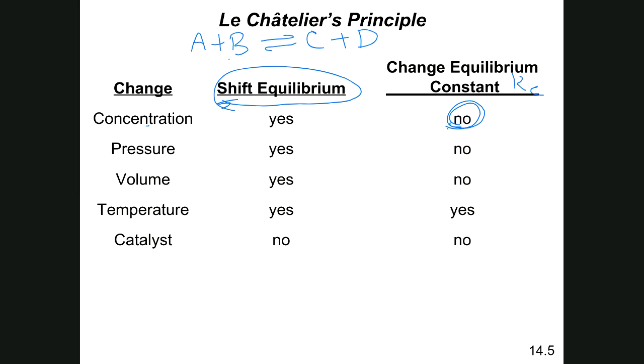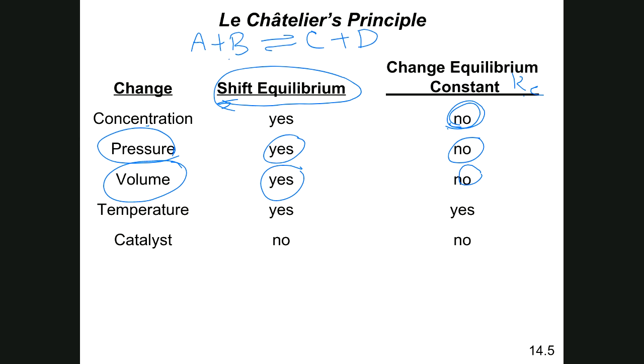If you change the pressure, when you have gas molecules as a reactant or product, equilibrium is going to shift. If you increase the pressure, it would go to the side with fewer moles of gas. If you decrease the pressure, it would go to the side with more moles of gas. But at the end, it would reach the equilibrium where Kc is maintained. So the Kc, or equilibrium constant, is not going to change. Volume also is going to affect the concentration and pressure. So the equilibrium is going to shift, but the Kc value is not going to change.